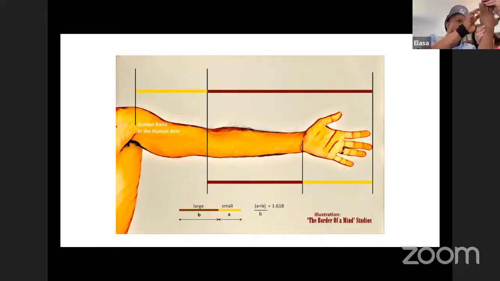Middle finger is 7.5, so try doing A plus B, which would be your whole length, divided by B, which would be the elbow to the wrist. We got 1.666, 1.4. What does that number say? You know the measurements, would you be able to walk us through this? I did it backwards.